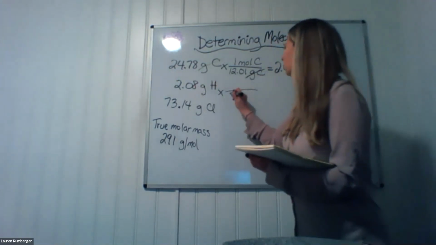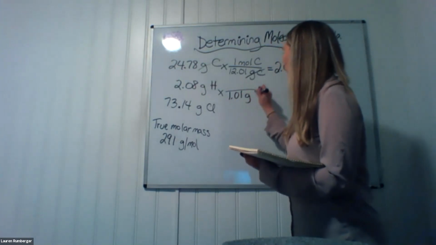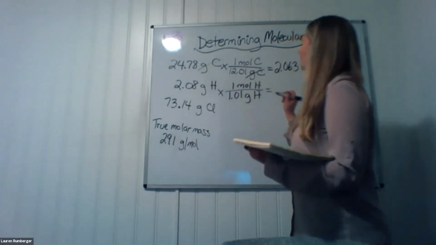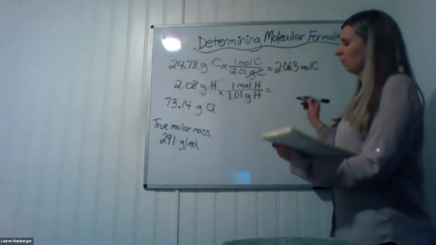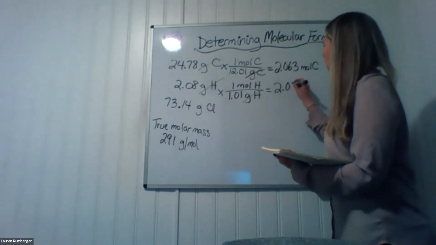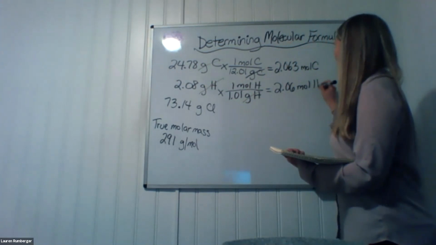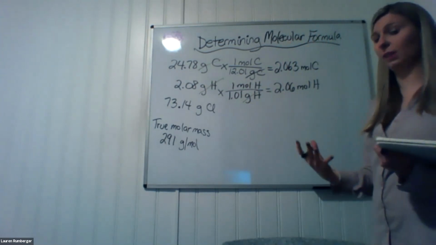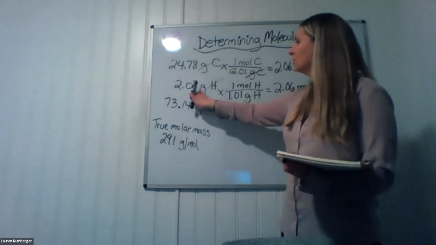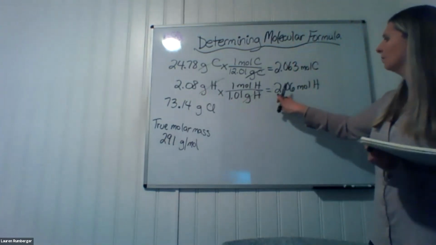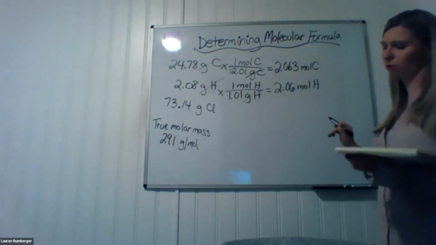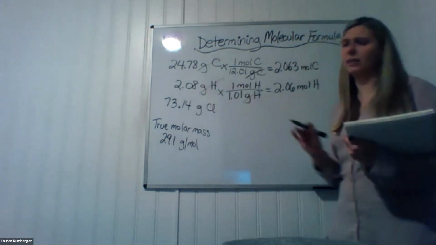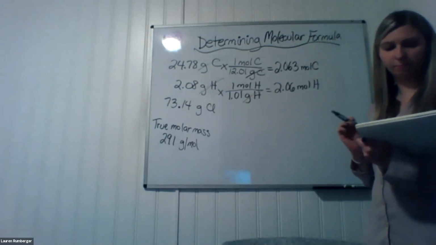Next, we have 2.08 grams of hydrogen. To convert to moles, 1.01 grams of hydrogen is in 1 mole of hydrogen. Therefore, when we divide, we will also get 2.06 moles of hydrogen. Remember to have your calculator with you so you can be doing these calculations along with me. Okay, so 2.08 divided by 1.01 gave us 2.06 moles of hydrogen. And I rounded this to 3 significant figures since we started with 3 significant figures here. And that's the least number.